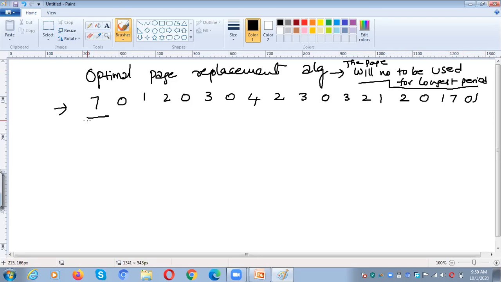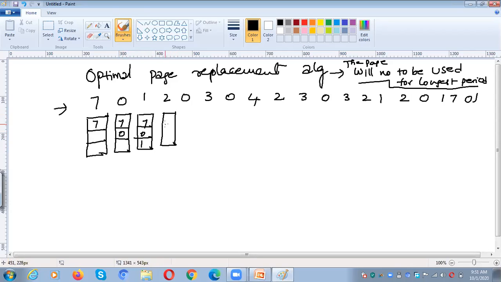Okay, here we are taking 3 frames. So there is no page in the main memory. So page fault, again page fault, but there is a free frame. Again page fault, but there is a free frame. Again page fault, but there is no free frame. So what we have to do? We need to run the page replacement algorithm. What is the page replacement algorithm? Optimal page replacement algorithm.